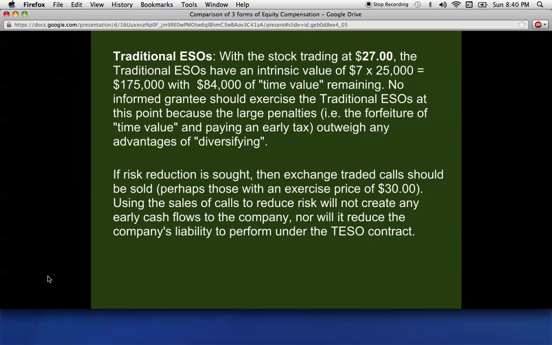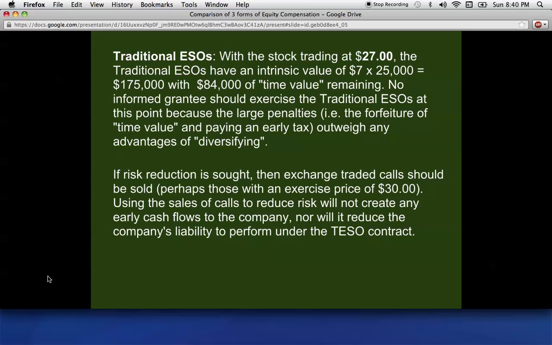Now, in my opinion, no informed grantee should exercise the traditional employee stock options at this point because of the large penalties, that is the forfeiture of the time value and paying an early tax, and they outweigh any advantages of diversifying as far as risk reduction.